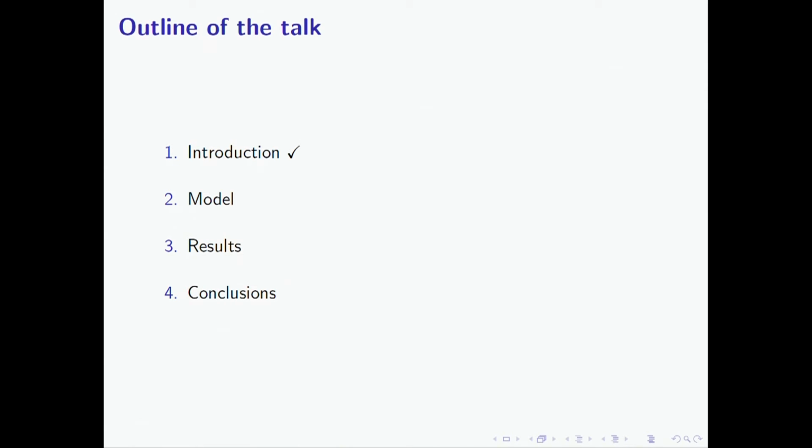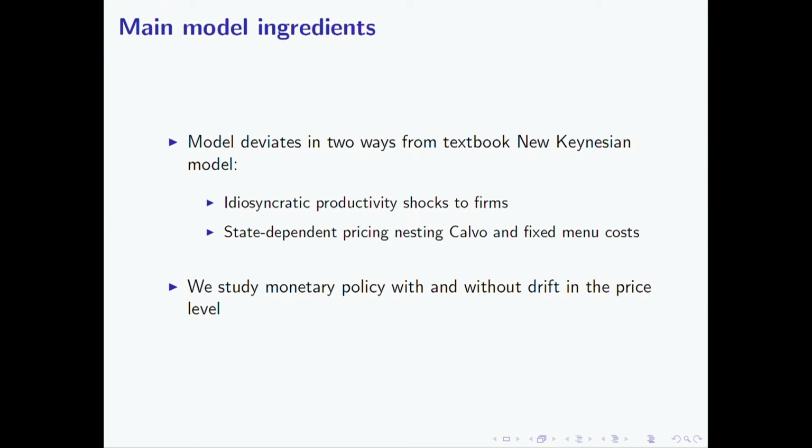So the model deviates in two ways from the textbook New Keynesian model. In particular, there are idiosyncratic productivity shocks to firms, and the second deviation is that pricing is state-dependent, and it nests Calvo and fixed menu costs as two extremes. And as I said, we study monetary policy with and without a drift in the price level.